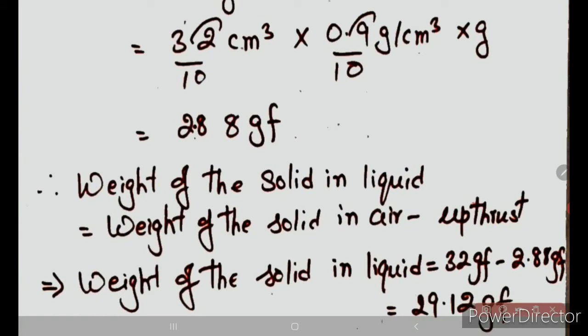to the weight of the solid in air minus the upthrust. So the weight of the solid in the liquid will be 32 gram force minus 2.88 gram force. So further solving it, we shall get 29.12 gram force, right, 29.12 gram force. So this is the final answer here. So I hope you have understood this number 11 also.